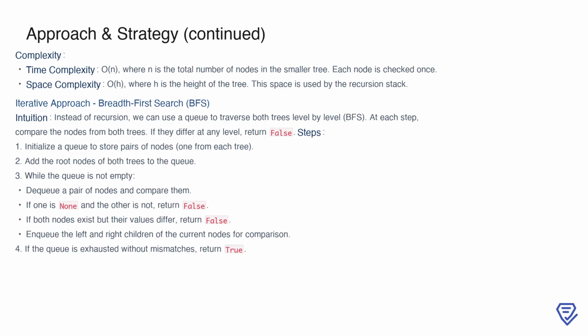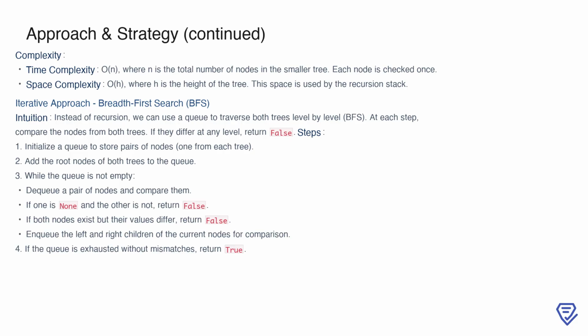Another way to solve this problem is through an iterative approach using breadth-first search, or BFS. Instead of recursion, we use a queue to traverse both trees level by level. At each step, we compare nodes from both trees. If one node is null while the other is not, or if their values differ, we immediately return false. Otherwise, we enqueue their left and right children for further comparison.